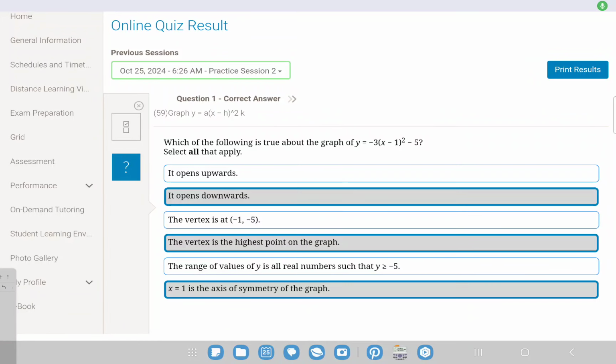Today we're going to be solving the week 10 math AMS quiz. It's not that hard this week, you just really need to focus on the forms. We only have one formula. So which of the following is true about this graph?